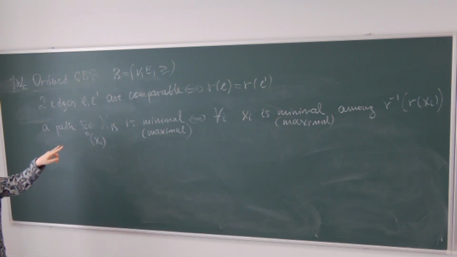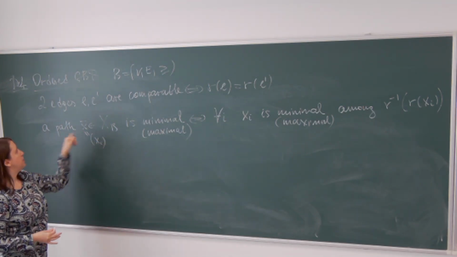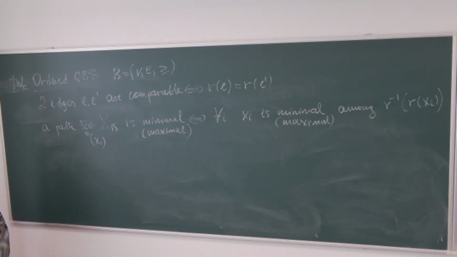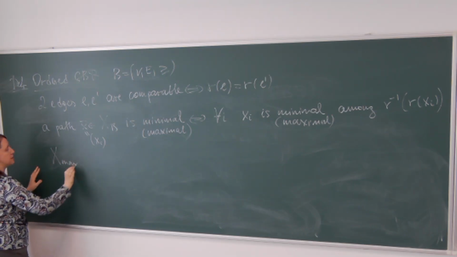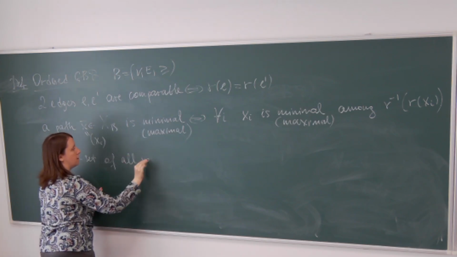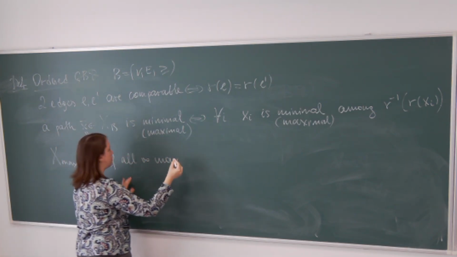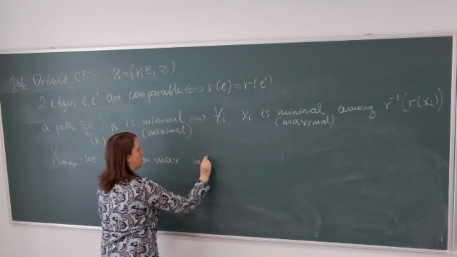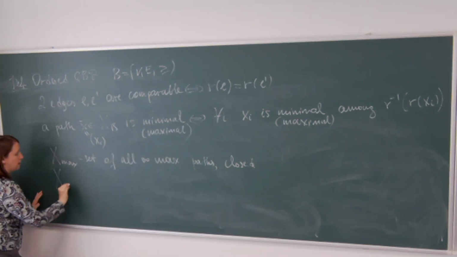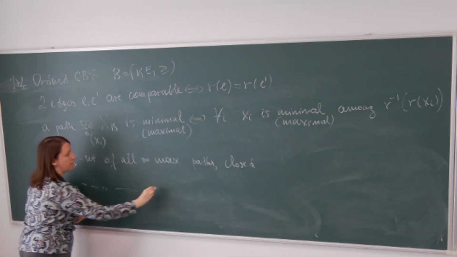If we have just finitely many vertices on each level, then this set of infinite maximal paths and set of infinite minimal paths, they're always non-empty. It follows from compactness. But here we don't have compactness, so there are examples when these sets are empty. But let's denote by X max the set of all infinite maximal paths. It can be empty, but it's always a closed set. And by X min, the set of all infinite minimal paths.